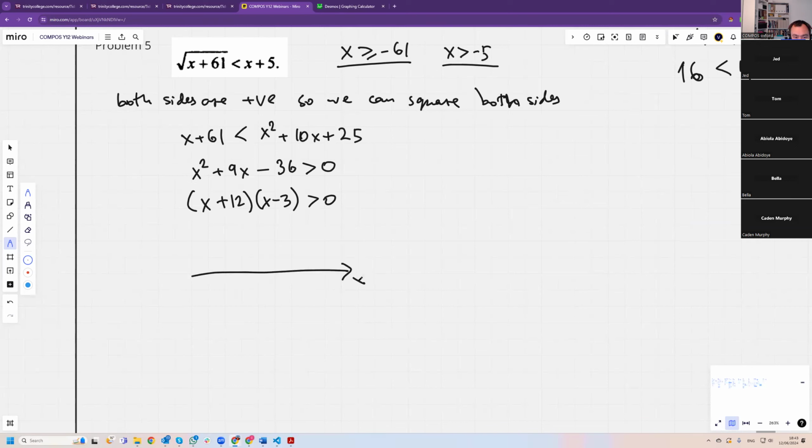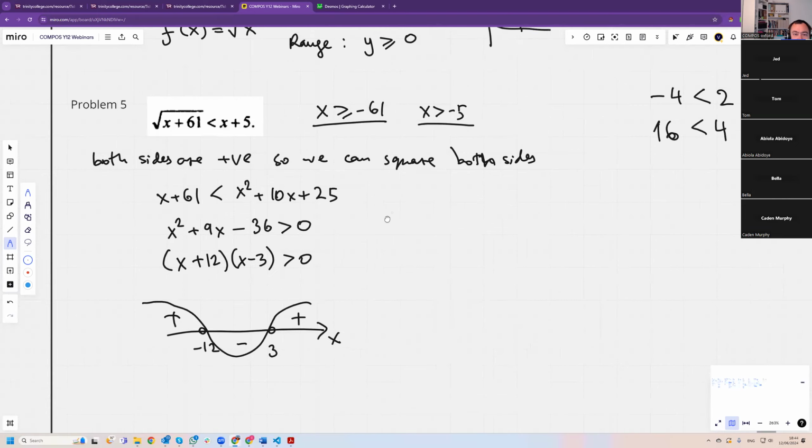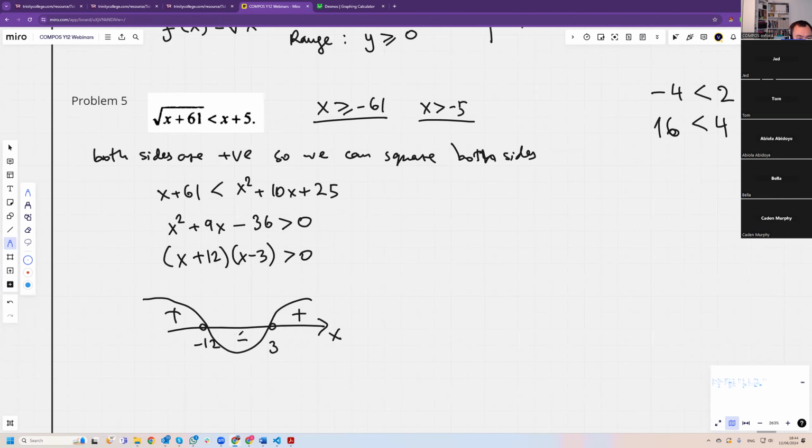And now you can use the method of intervals. So that is minus 12 and that's 3. And we see that it is positive, negative, positive. But then we have a limitation: x is greater than minus 5. So we have to include that, minus 5. We have to disregard everything up to minus 5.